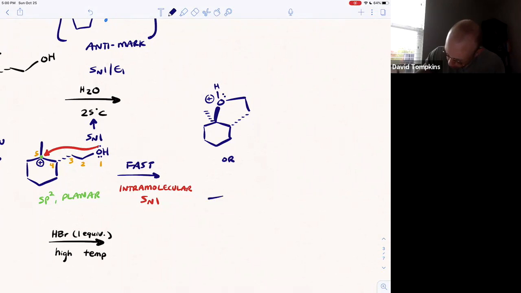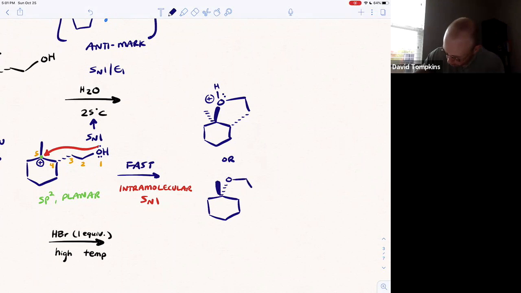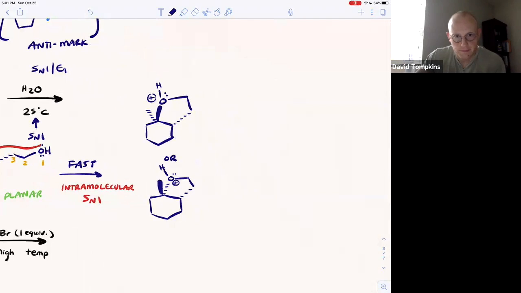You could also attack with oxygen from underneath, which would push the methyl up. Once again, the oxygen retains a positive charge. Okay.